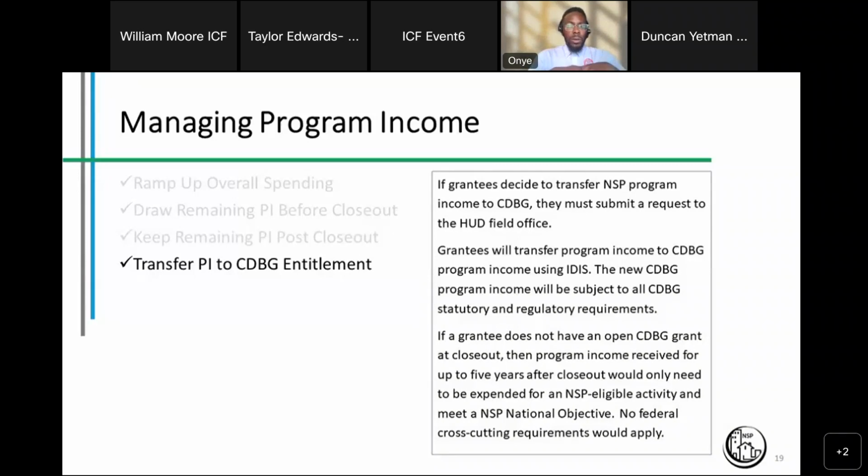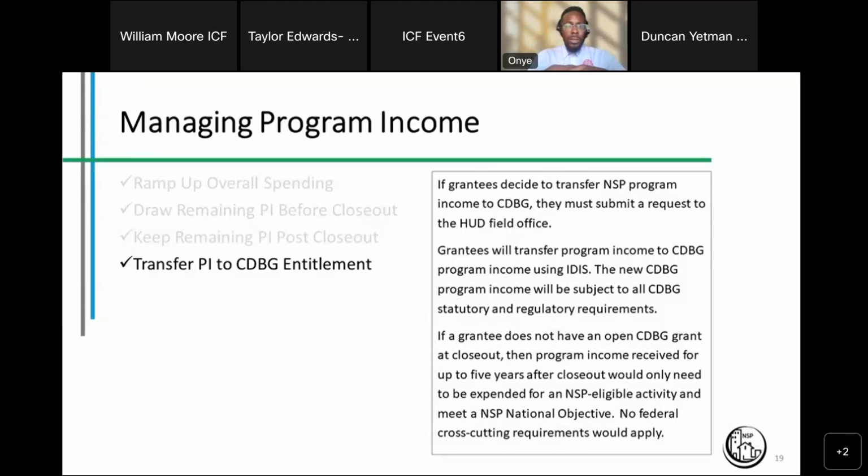For those of you on the call who do not have an open CDBG grant at closeout, any program income received for up to 5 years after closeout would only need to be expended for an NSP eligible activity and meet an NSP national objective.